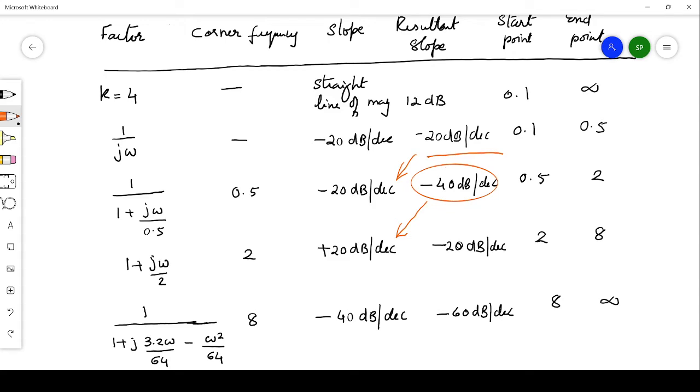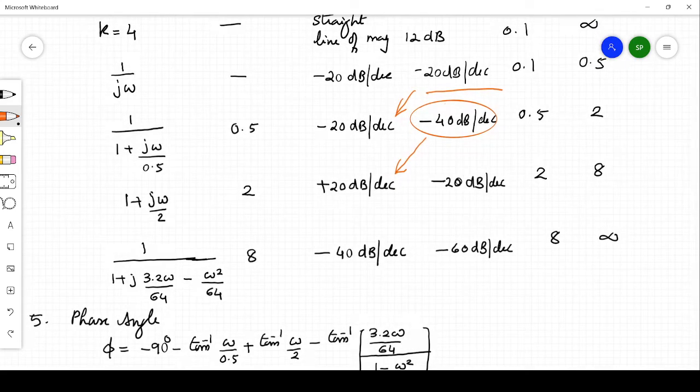Next, the corner frequency corresponding to the next factor. Here the next factor is a quadratic factor. In this quadratic factor the corner frequency is 8, and we can see that it is a pole. So for a quadratic factor that is a pole, the slope is minus 40 dB per decade. That slope we are writing here, minus 40 dB per decade.